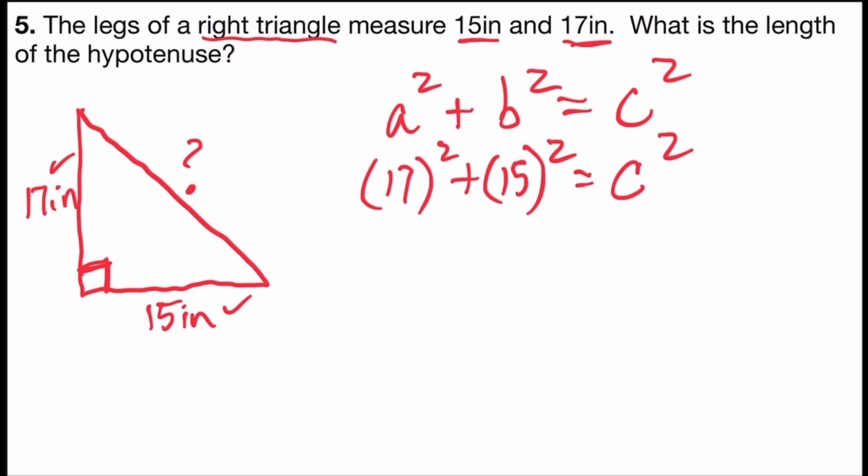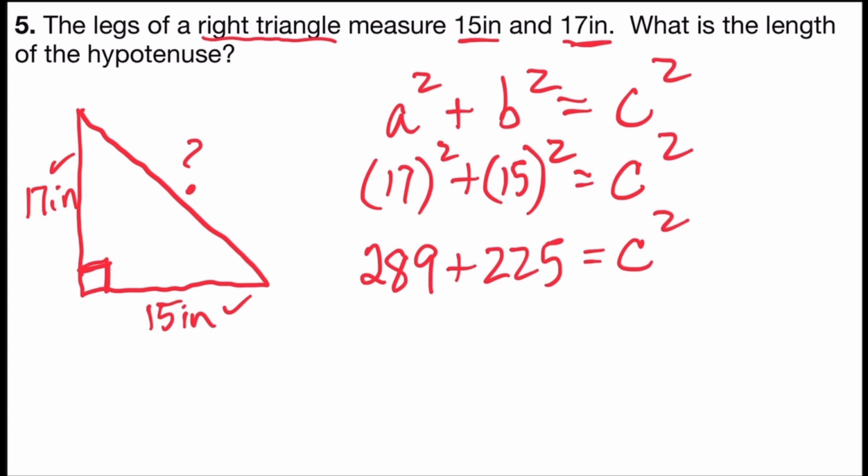And now I just have to simplify the left side of this problem. 17 squared is 289, plus 15 squared is 225, and that sum will be equal to c squared, the length of the hypotenuse squared. So 289 plus 225 is 514. That will be equal to c squared.